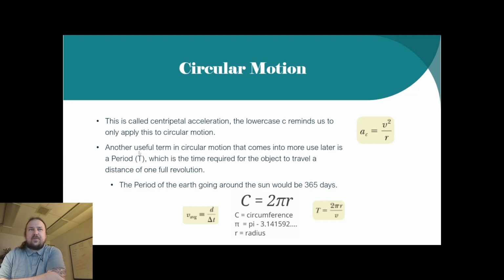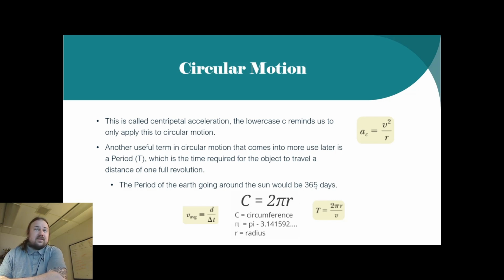One of them is known as the period. We denote that with a capital T. That's why we've been using lowercase t for time, because an uppercase T is devoted to period, a specific time. This time is the amount of time that is required for an object to travel a distance of one full revolution. It's the time it takes to go from any starting point all the way around the circle back to that starting point. That's known as a period. You know periods. The period of the Earth going around the sun would be about 365 days. So that's the period of a year. One year's travel is one rotation around the sun.